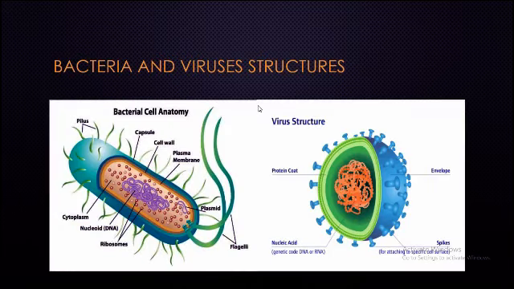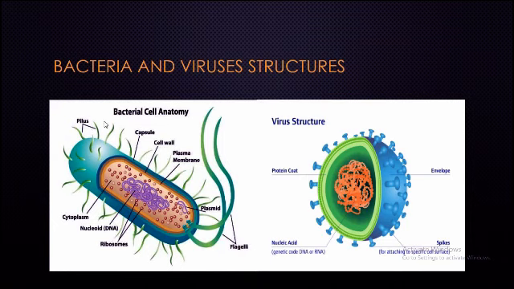First, we're gonna discuss the bacteria's and viruses' structures. First off, the virus structure. The virus has four main parts of the structure: the envelope, the spike, which attaches to specific cell structures, nucleic acid, which is the genetic code, which is DNA or RNA, and the protein coat.